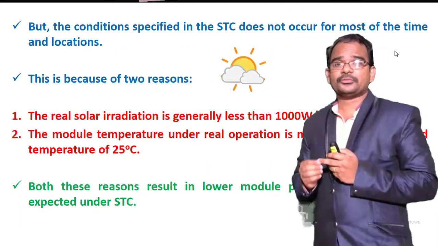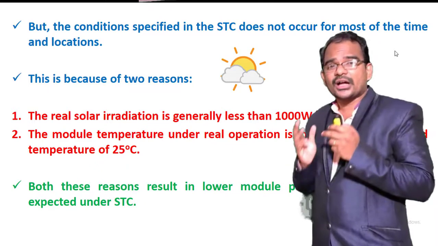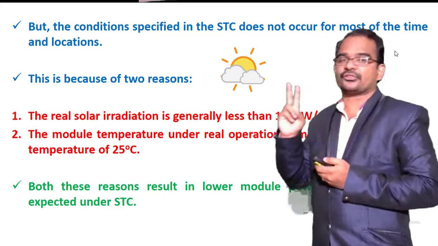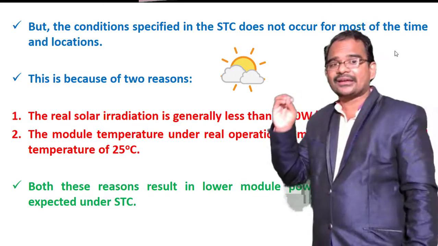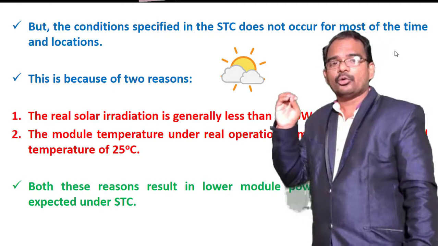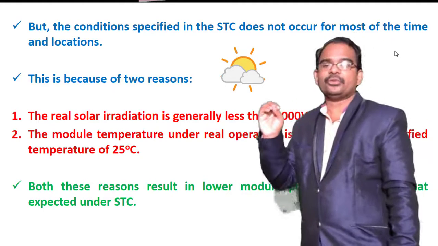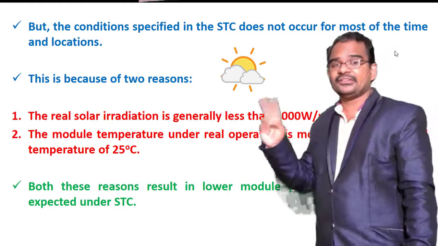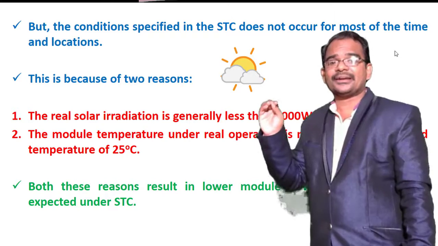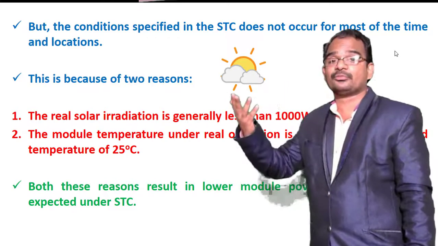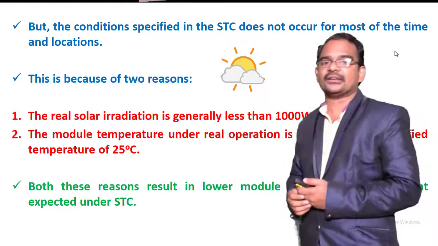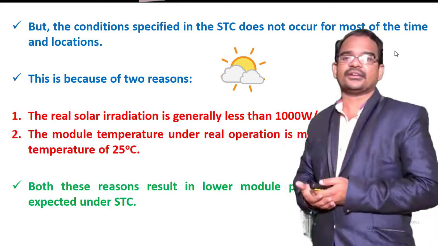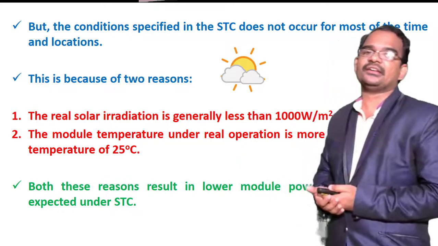But the condition specified in the STC does not occur for most of the time and locations. This is because of two reasons. The first reason is the real solar irradiation is generally less than 1000 watt per meter square, but we will calculate the efficiency of a solar cell at 1000 watt per meter square. The second reason is the module temperature in the real operating condition is more than the STC specified temperature of 25 degrees centigrade. In places like ours, the winter temperature itself is 35 degrees centigrade. In the summer, we may reach up to 50 degrees centigrade.